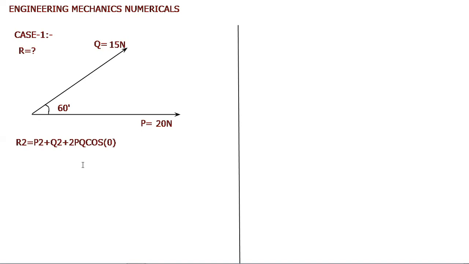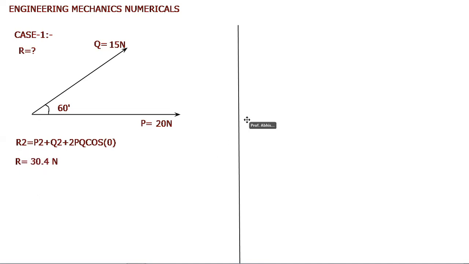Okay. To find the value of R, we need to take the under root of P square plus Q square plus 2PQ cos of theta. Okay. And the answer that we get is 30.4 Newton. This is for your case 1.